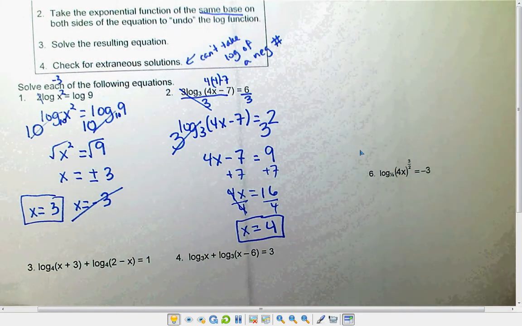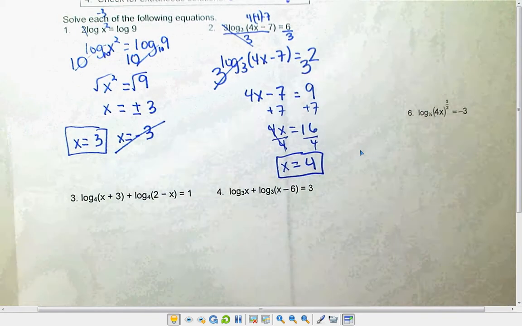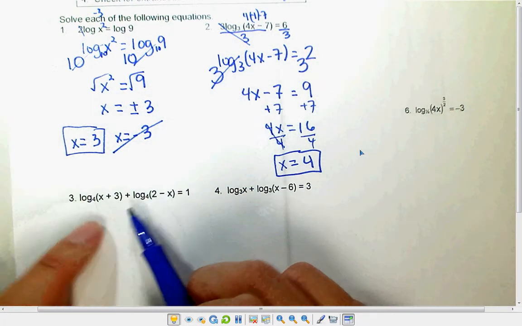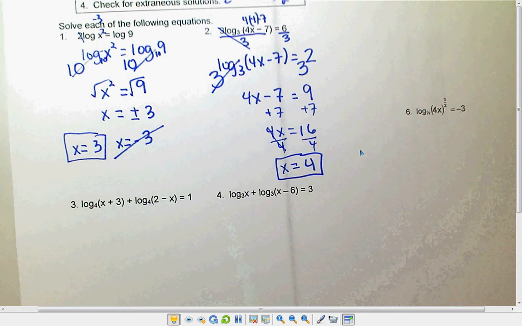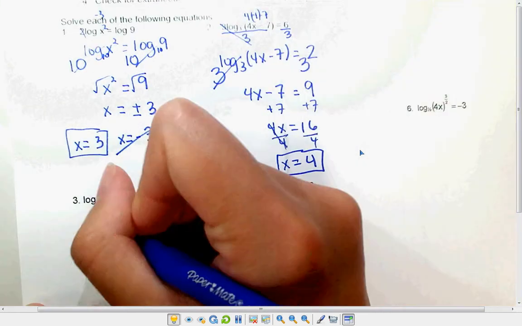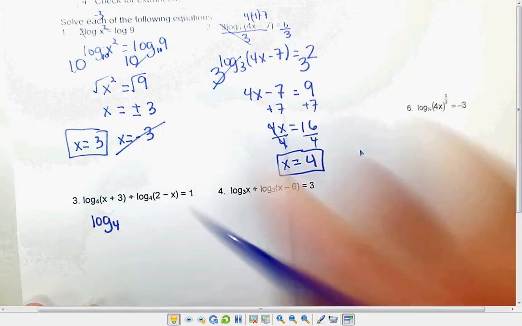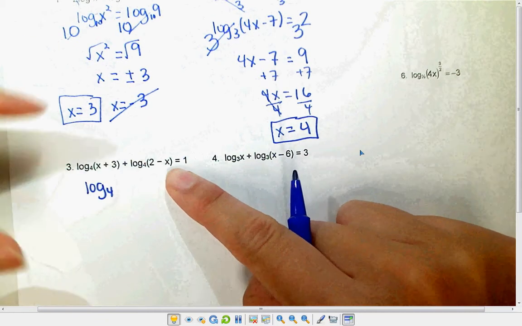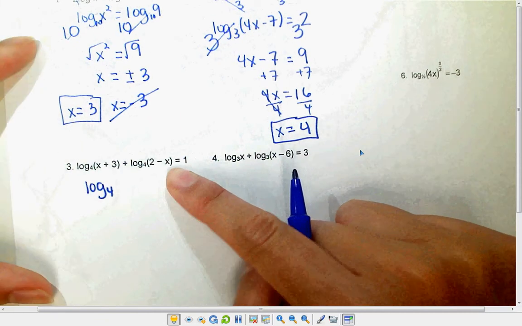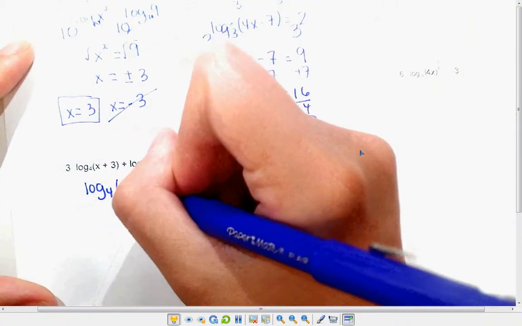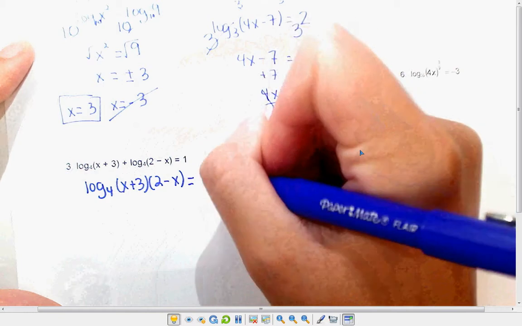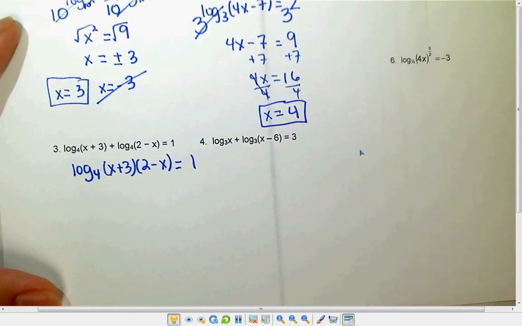Okay, let's look at number 3. So for this one, notice how on the left side here, we have 2 logs. So we have to combine this into just one log using our log rules that we learned last week. So right now, if these two are being added, and I'm trying to combine them into one log, now they're going to be multiplied. Alright, so addition turns into multiplication.